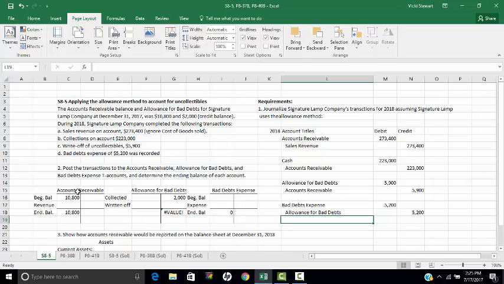So we have accounts receivable, allowance for bad debts, and bad debts expense, and we have the beginning balances that the problem gave us already recorded. Our first debit to accounts receivable would be for the sales that we recorded. So that would be a debit of $273,400. Then we would have a credit to accounts receivable for the collections of $223,000. And then we would have had another credit to accounts receivable of $5,900 for the accounts we wrote off. And we would also have a debit to the allowance account for that.